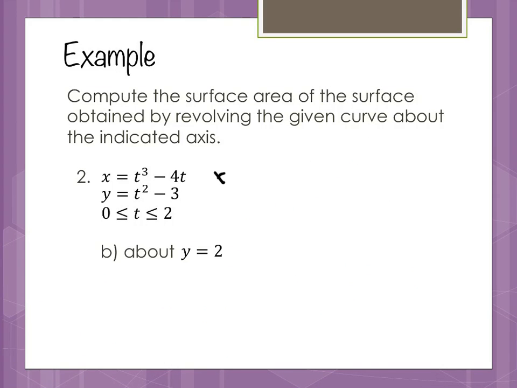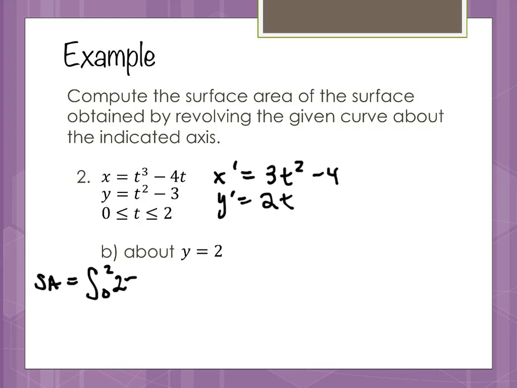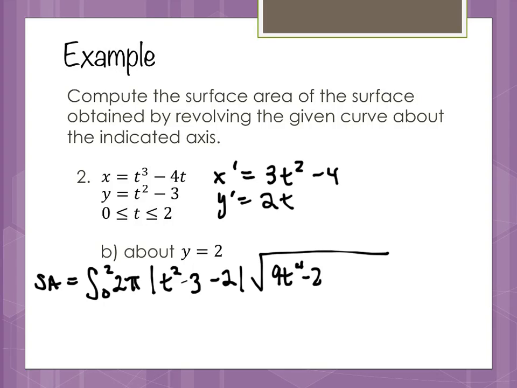We've got the same derivatives, so we don't need to redo those. And this is about the line y equals 2, which means I'm using the other formula that was given on that surface area slide. So I have 2 pi. I'm supposed to be taking the y value, which was t squared minus 3, and then subtracting the value of 2. And then I have the same square root that I had before. There's no need to simplify it again. I already did that once, right? So you're just going to reuse it.